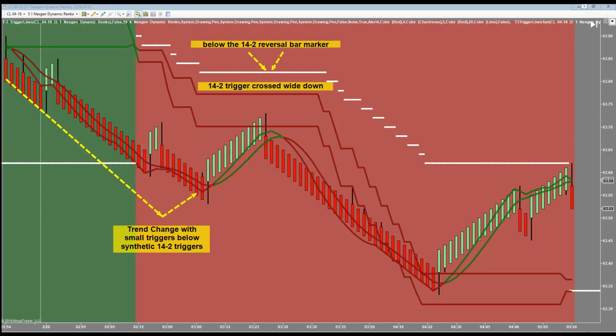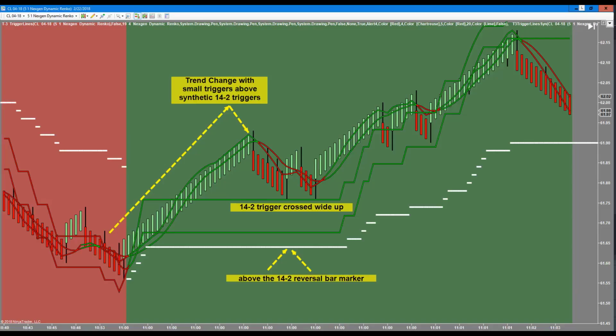The first thing that we're going to do is we're going to define trend. And we're going to make sure that we can define high probability trends. In the following picture, you see a trend change from green to red background color. You see wide's 14.2 triggers cross to the downside. Price stays below the 14.2 reversal bar marker. And it's a very perfect look for a trend trade short.